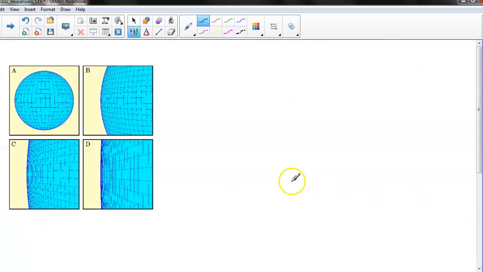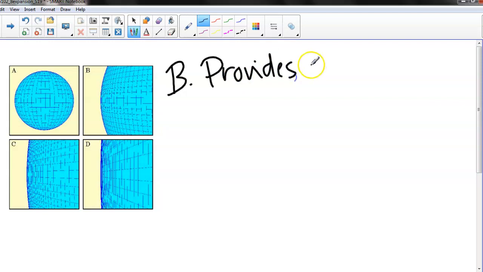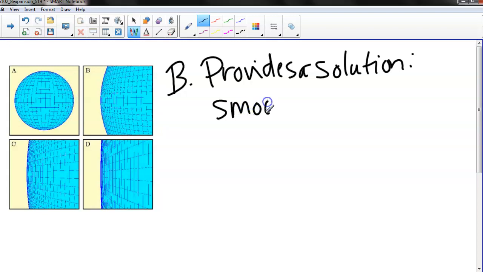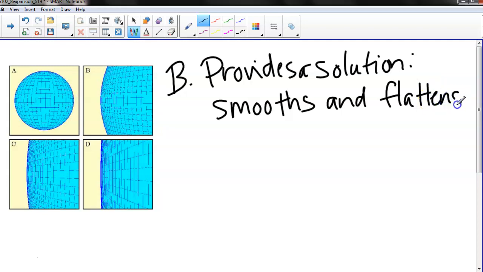Okay. Let's take the flatness problem first, though, because, again, I think it's kind of the easier one. So inflation provides a solution to both of the problems, in that it both smooths and flattens the early universe. It smooths it, which helps with the horizon problem, and it flattens, which helps with the flatness problem.